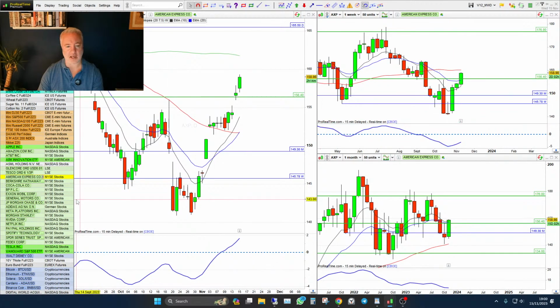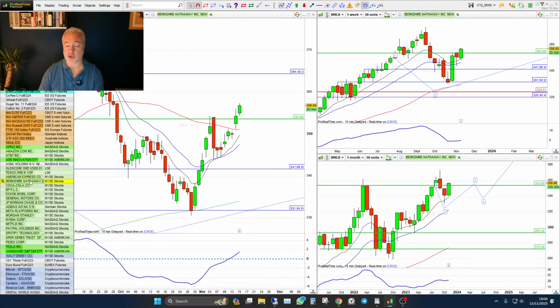Amex looks good as well. I think I opted potentially to buy Amex today. Berkshire Hathaway, I bought more Berkshire Hathaway. Berkshire Hathaway looks really good. Beautiful swing low on the monthly. I'm pretty happy with that for the moment.